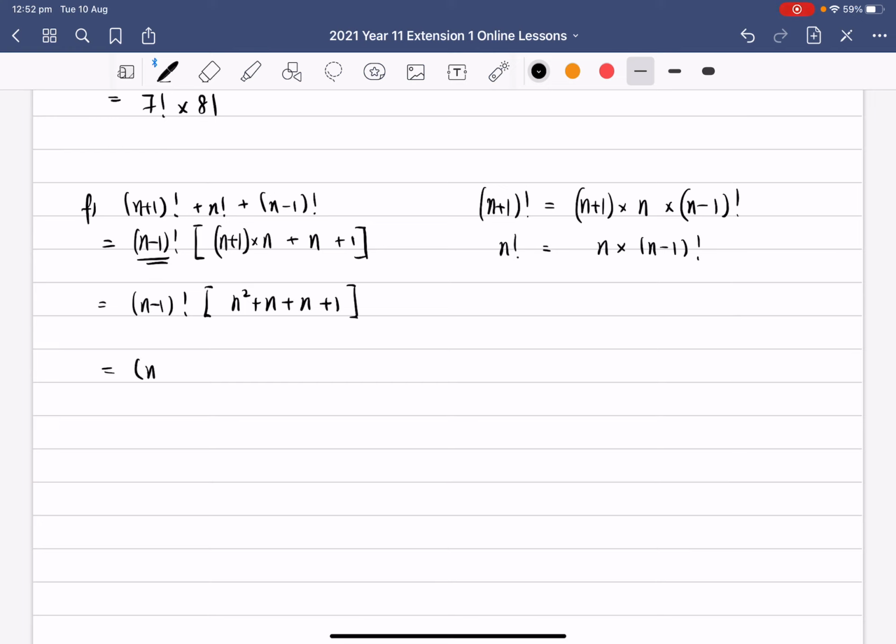All right, so therefore we should be able to simplify this to get n squared plus 2n plus 1, which is a perfect square formula. So n plus 1 squared times n minus 1 factorial, and that's how you simplify that.